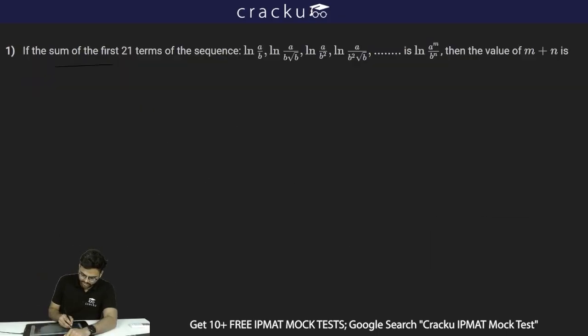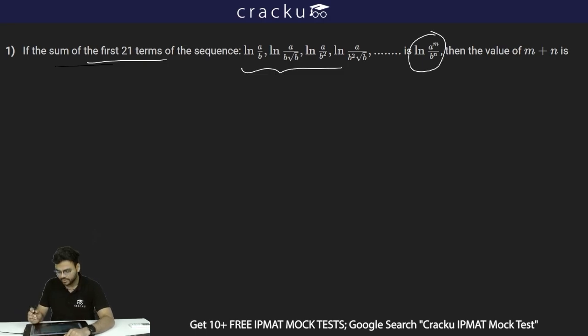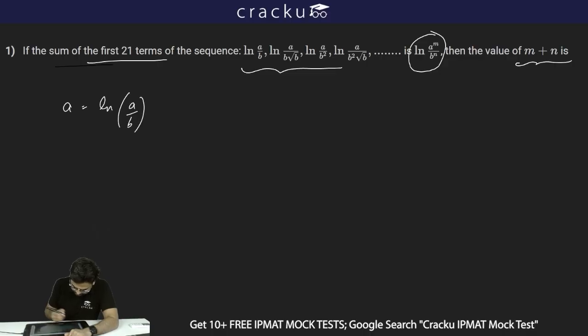The next question is saying: if the sum of the first 21 terms of the sequence ln(a/b), ln(a/(b√b)), ln(a/b²), ln(a/(b²√b)), and so on, is ln(a^m / b^n), then the value of m plus n is. So my first term is ln(a/b).